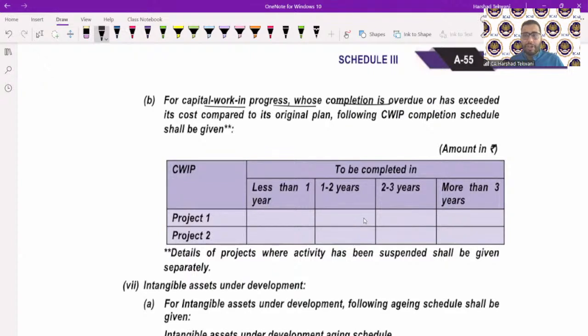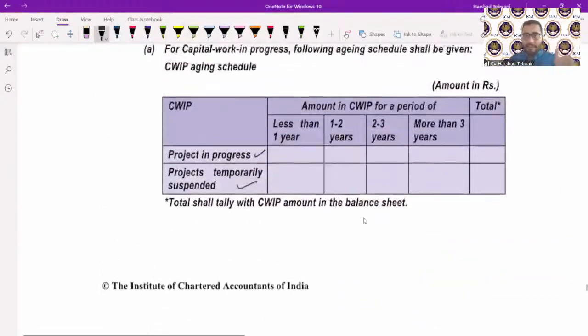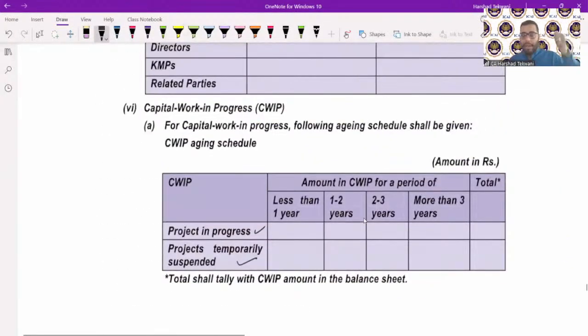Work in progress where completion is overdue or has exceeded the cost compared to its original plan, plus details where the activity has been suspended separately, project to be completed. Remember the three things we discussed in the previous lecture: aging schedule, overdue and suspended, plus completion. It will be same as division 1.